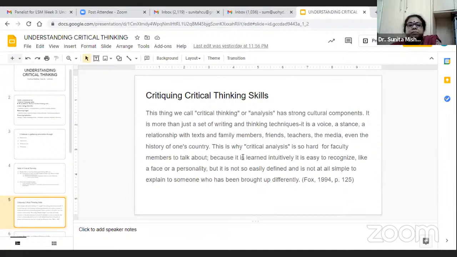it is also a relationship with texts, with family members, with friends, with teachers, with media, and even with the history of one's country. All these constitute the things around us. Now, all these in major ways determine what is critical thinking, how you perceive critical thinking, how you construct critical thinking. Okay, I'm sure we will have a good discussion on this later, but let me present it first. Please look at this definition carefully. It is important for what we are going to do today.